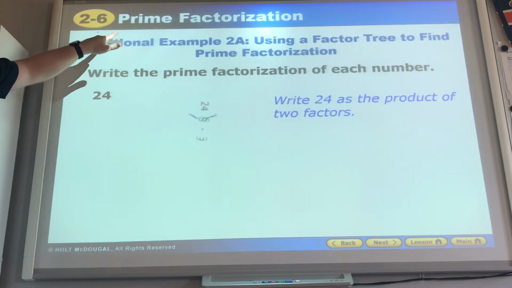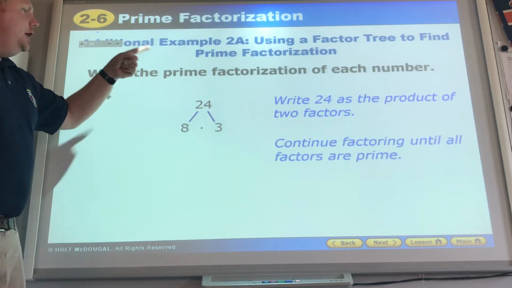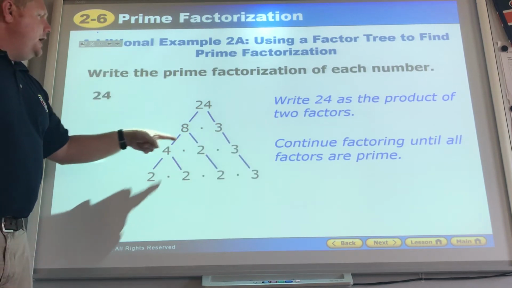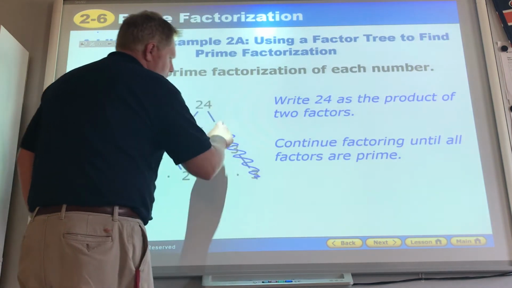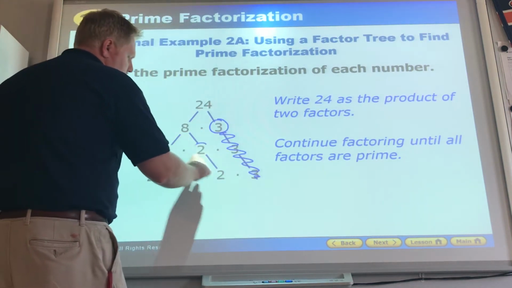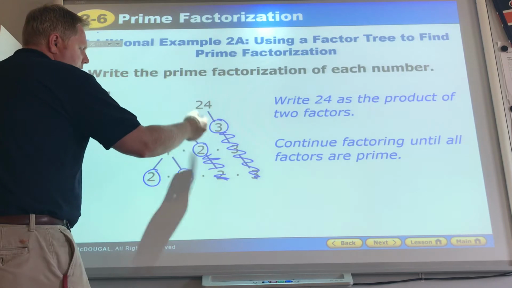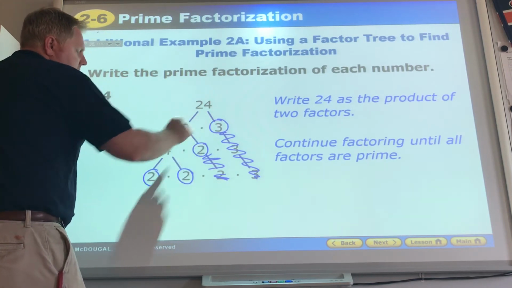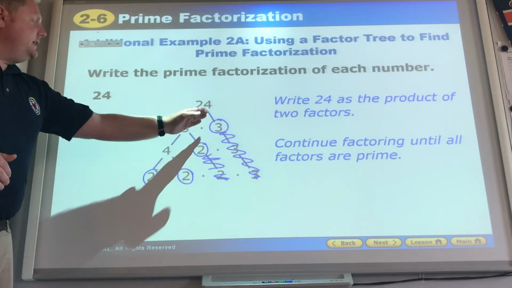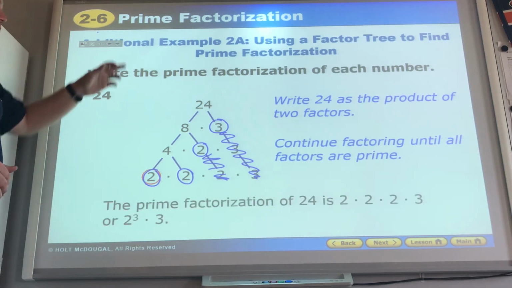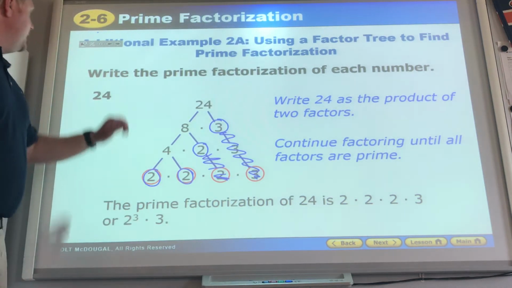So let's look at what they did. They wrote 24 as a product of primes. They chose to go a different route. They do 8 times 3. They keep writing down the numbers. There's no need. Stop right here. Circle the prime number. Stop right here. 8 times 3. 8, 4 times 2. 2 times 2. Hey, they got 2 to the 3rd power as well. We don't need this extra stuff. Just leave it like that. So, 2 times 2 times 2 times 3 is the prime factorization, or 2 to the third times 3.